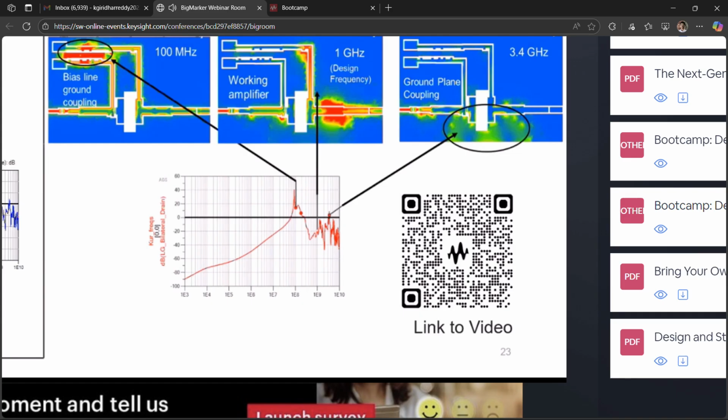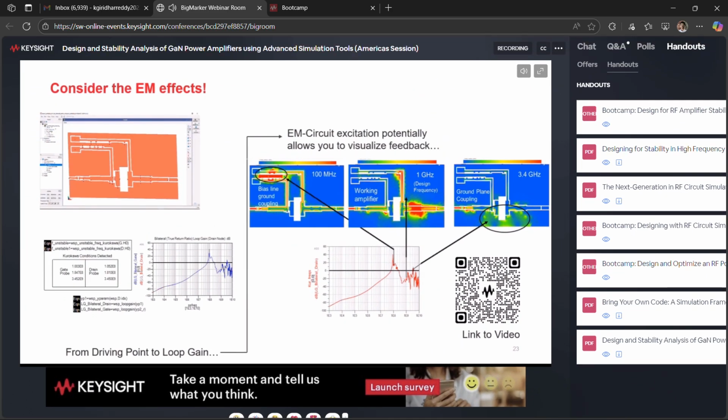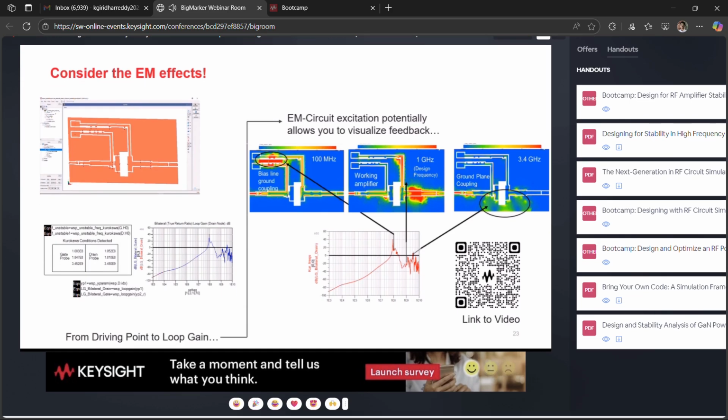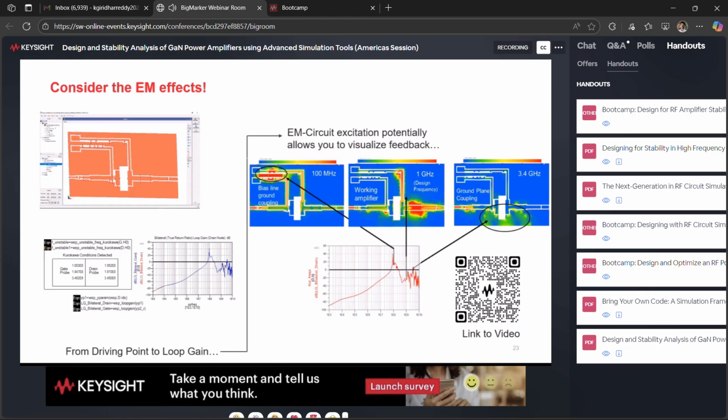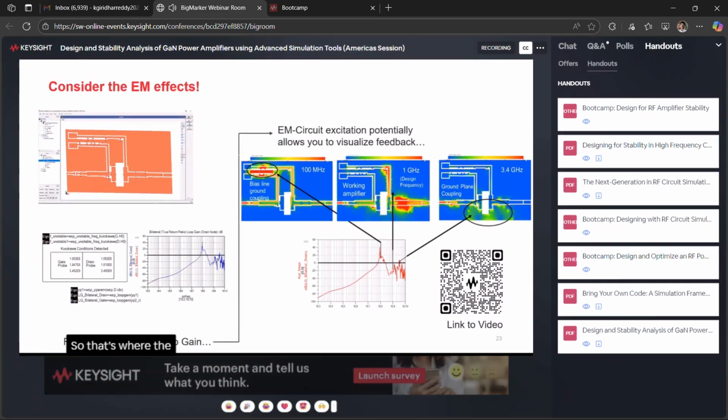However, when we look at the lower frequency at 100 megahertz, we see a big loop gain spike there. And when we do this type of analysis, this EM circuit excitation, you can see where the feedback is actually happening. It's occurring through the bias lines. So that's where the feedback is coming from. That's the loop we need to fix.